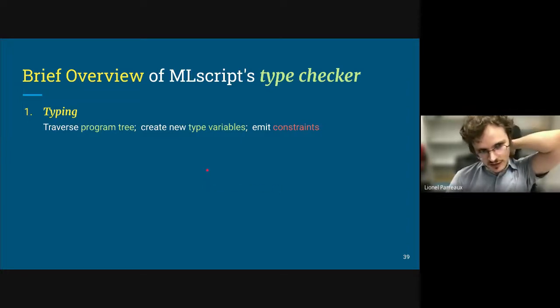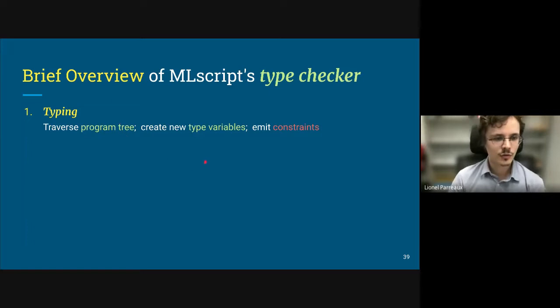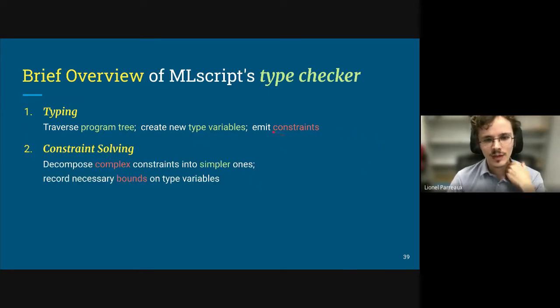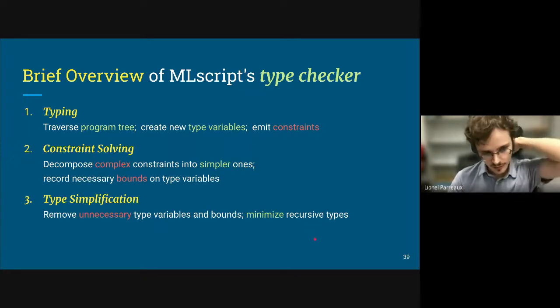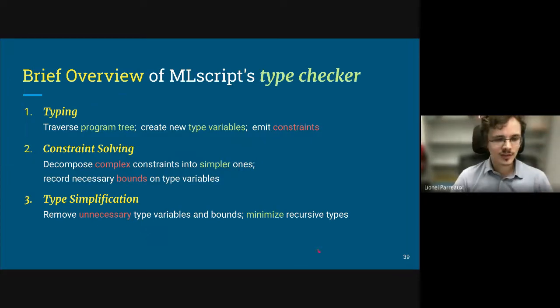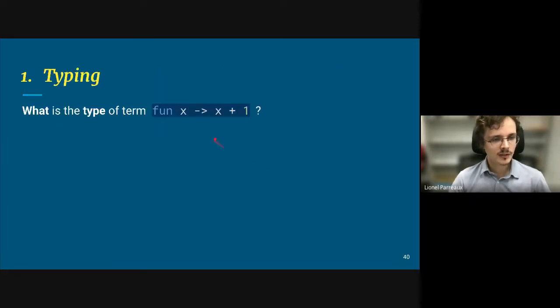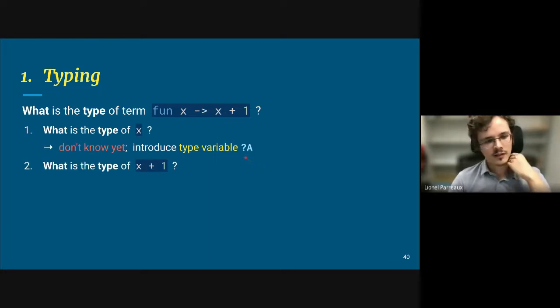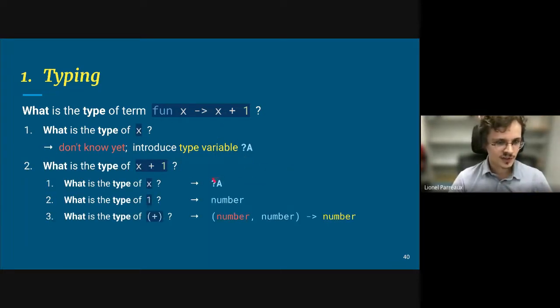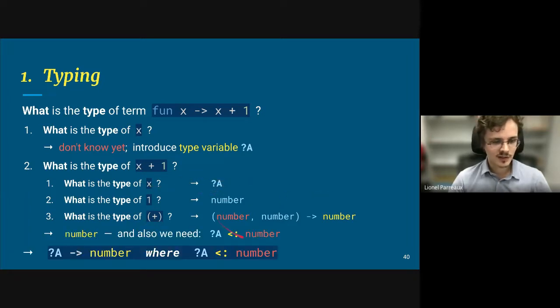The type checking is done in several steps. The first step is to traverse the program tree and create type variables and emit constraints for the given program. Then we do constraint solving by decomposing constraints into simpler ones and recording bounds on the type variables. And finally, we do type simplification. And at the end, we do error reporting and pretty-printing, right? So typing does the expected thing. I'm going to skip over this. It introduces type variables for the parameters whose type it doesn't know, and then it uses subtyping relationships to register constraints.